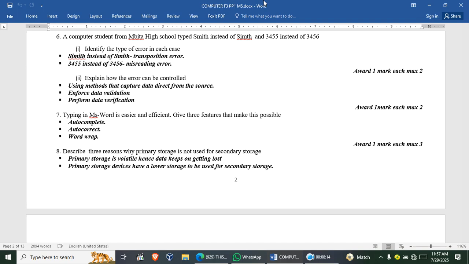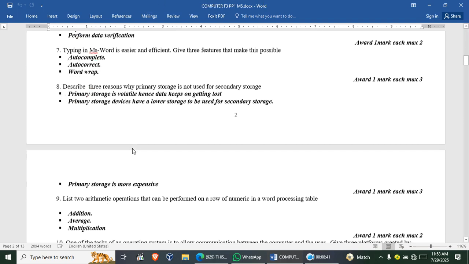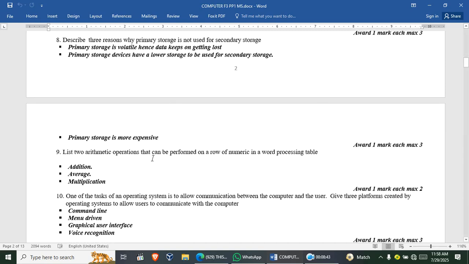Primary storage is volatile, hence data keeps on getting lost. Volatile means that it depends on power, and when power goes off, the content goes off also. Primary storage devices have a lower storage to be used as secondary storage. So here we are talking about storage capacity. They have low capacity. For example, you may get a hard disk of 1 TB, but you may never get read-only memory of 1 TB. Primary storage is more expensive, so you tend to buy a flash disk, which is cheap and has higher storage.